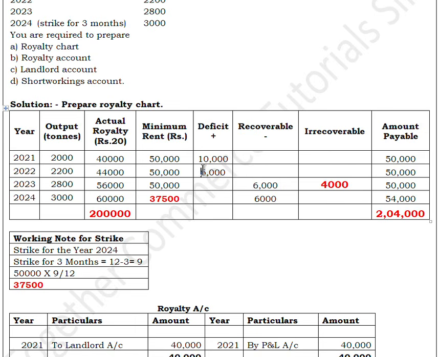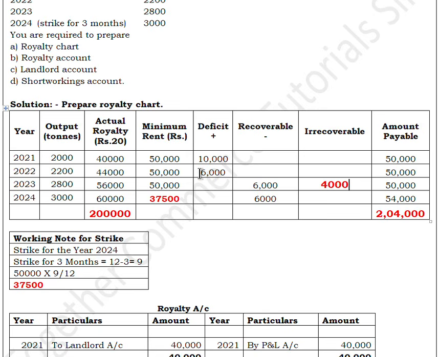So here there is already a deficit, so this year won't come. In this year there is an excess of 6,000. See here, the royalty collected was 56,000 and the minimum rent which was to be paid is 50,000. So here 6,000 is excess: 56 minus 50, 6,000 is excess. So out of this deficit 10,000, 6,000 is paid here, as the validity of the recoupment time ends here, because it was clearly said that next 2 years only, that means this year and this year. Therefore out of this 10,000, 6,000 is paid here and the remaining 4,000 becomes irrecoverable.